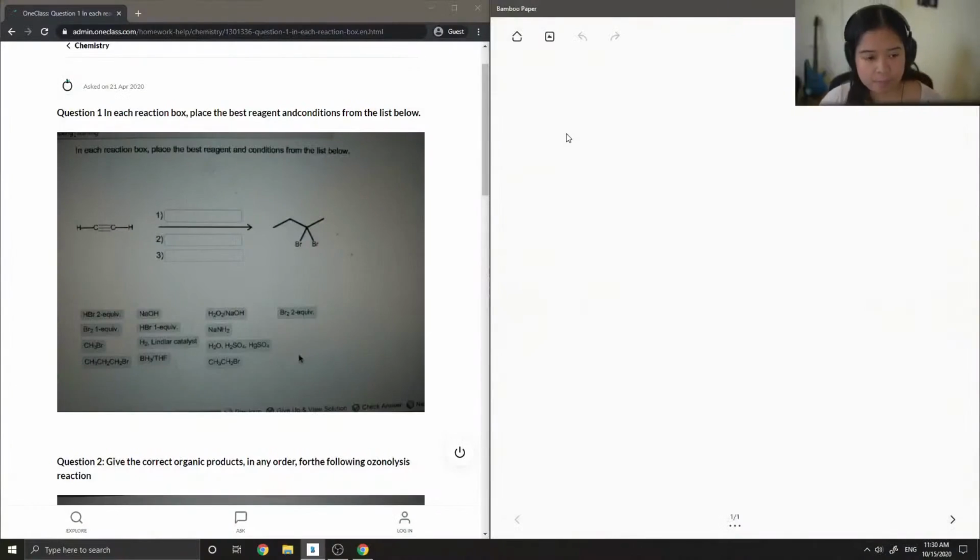Okay, so I'm going to get started with the first set of questions. The first question states, in each reaction box, place the best reagent and conditions from the list below. Just analyzing the reaction so far, we have two carbons with a triple bond, and they form this structure that has more carbons than what it started with, and also two bromine groups. So I'm just going to write this down.